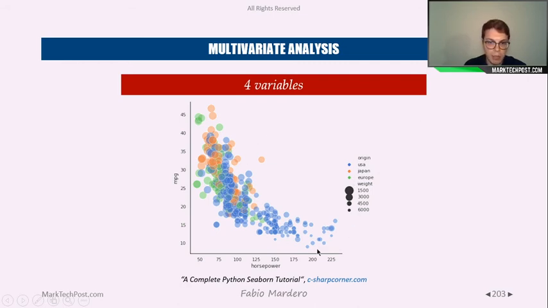In this sample, for example, you can see that the more powerful cars, the vehicles that are observed, are from USA. And they are also the ones that do fewer miles per gallon. Also, you can see that they weigh a lot.